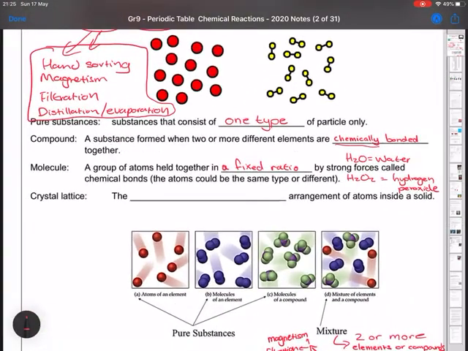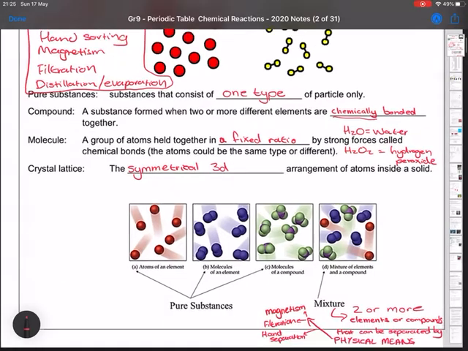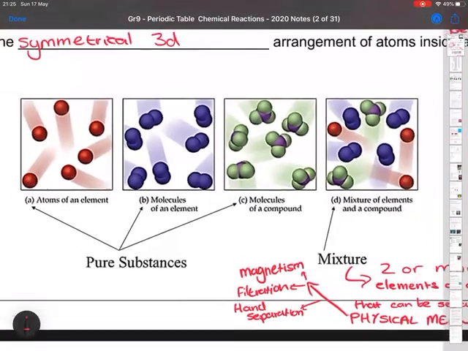All right, and then a crystal lattice is the symmetrical, three-dimensional, I'm just going to write 3D, arrangement of atoms inside a solid. And symmetrical refers to mirror or reflective symmetry. So you can draw a line if you're talking about 2 dimensions, or a plane in 3 dimensions through an object so that the two halves are mirror images of each other. So for example, your left and right hand are mirror images of each other, so we say that they are symmetrical.